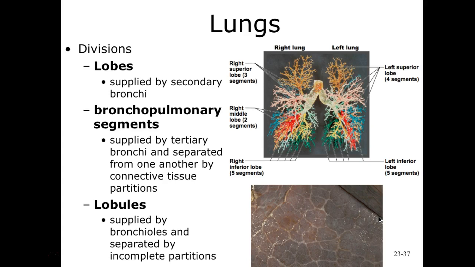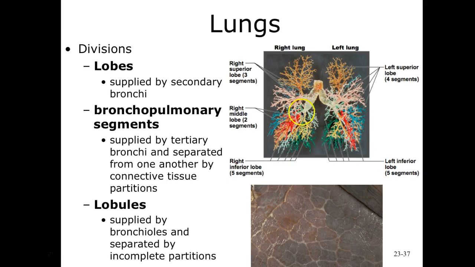Let's talk about what components of our tracheobronchial tree are going to supply the lungs. We talked about how the primary bronchi are going to enter the respective lung, and our secondary bronchi are then going to split to supply each lobe. So we would have one secondary bronchus for the superior lobe of the right lung, for the middle lobe of the right lung, and one for the inferior lobe of the right lung, for example.